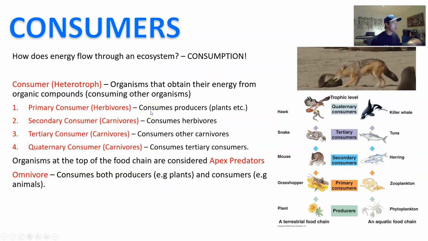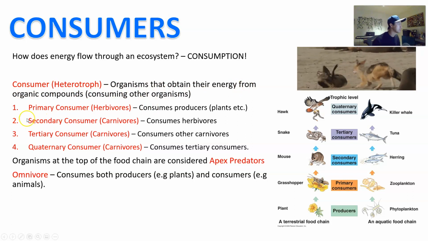Now, from the producers, how do you get energy to flow through the ecosystem? Yeah, it happens via consumption. So a consumer or a heterotroph is an organism that's going to get the energy by usually eating whatever the other organism is. So when a consumer eats a producer, we call that a primary consumer, because it is a herbivore. It's going to eat plants or algae or bacteria or whatever.